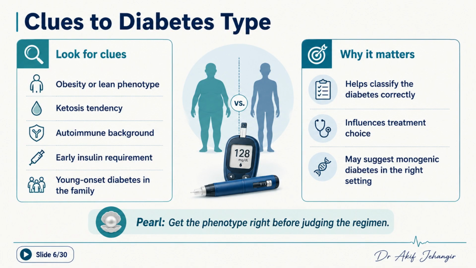Then look for clues to the type of diabetes. Is the patient obese or lean? Was there ketosis? Is there an autoimmune background? Did they need insulin early? Is there young-onset diabetes in the family? This step is important because not every patient neatly fits type 1 or type 2.